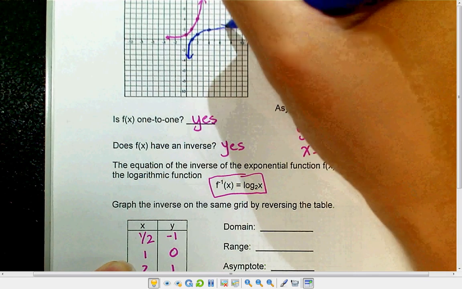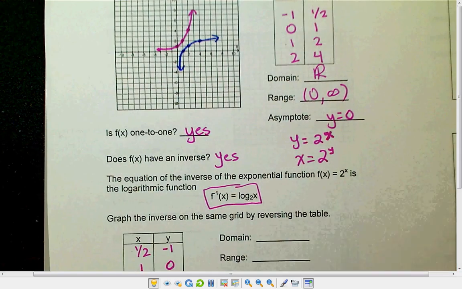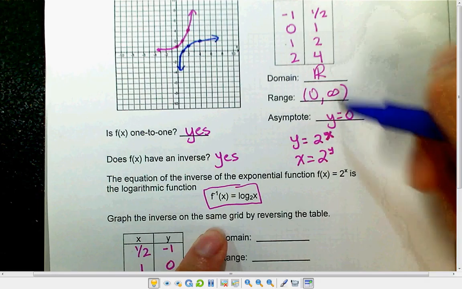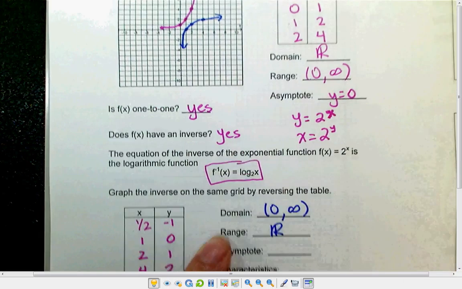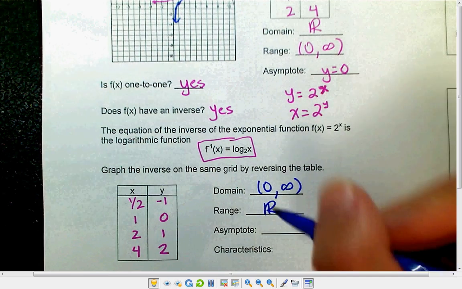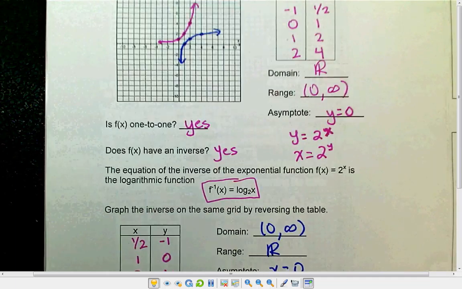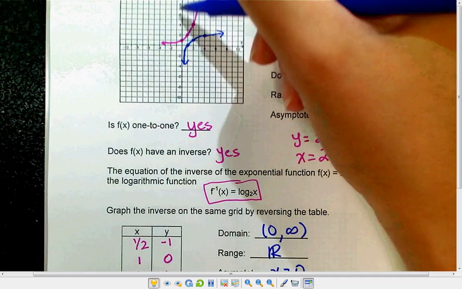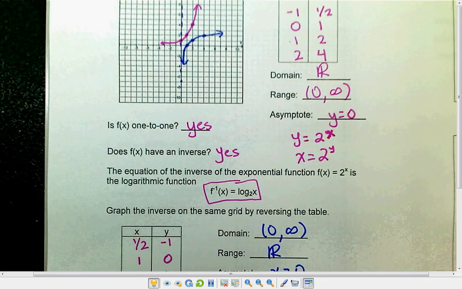So now my graph is going like this. It's been flipped across the line y equals x. My domain and my range have just switched places. So now my domain is 0 to infinity. My range is all real numbers. And my asymptote, instead of being at y equals 0, is now at x equals 0. So now I have a dotted line going up and down, like this, instead of left and right.